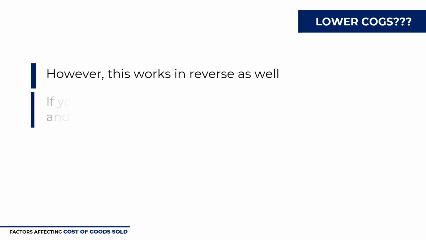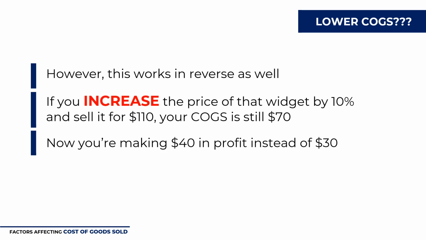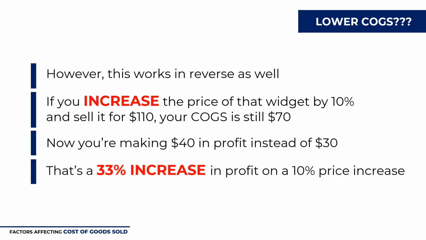If you increase the price of that widget by 10% and sell it for $110, your COGS is still $70. But now you're making $40 in profit instead of $30. That's a whopping 33% increase in profit with just a 10% price increase.